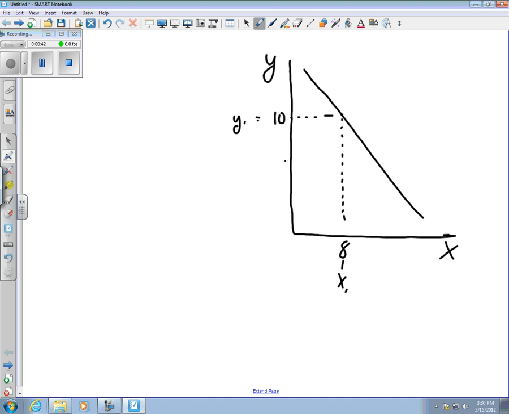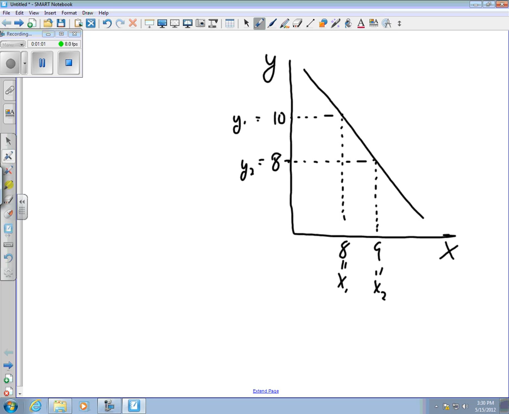Then we might have another possibility. This might be 8, and that would be y2. And y2 is associated with, say, 9, which is x2. So we have this matched set of x1, y1, x2, and y2.